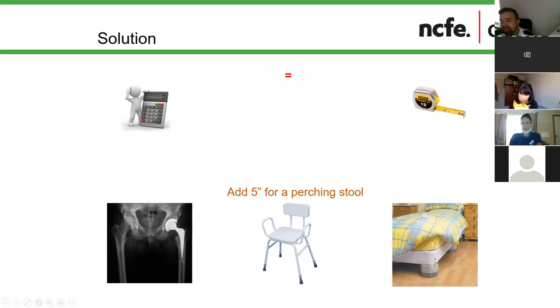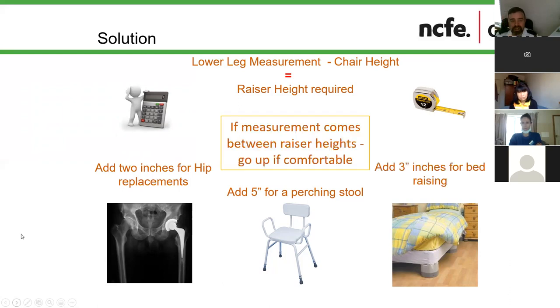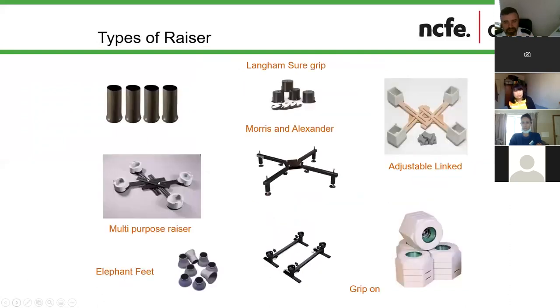And if you're going to hire a bed that's not a profiling bed, you can get those elephant feet to lift the bed to the right height as well. So for each adaptation, you can add 5 inches just to get it to the right height. What you're looking for is the leg measurement minus the height, and that equals the riser height that you need. Yeah, so for your hip replacement it's 2 inches and your bed's 3, and that's just based on however long their legs are. So it's just that 90-degree angle that you want to use.